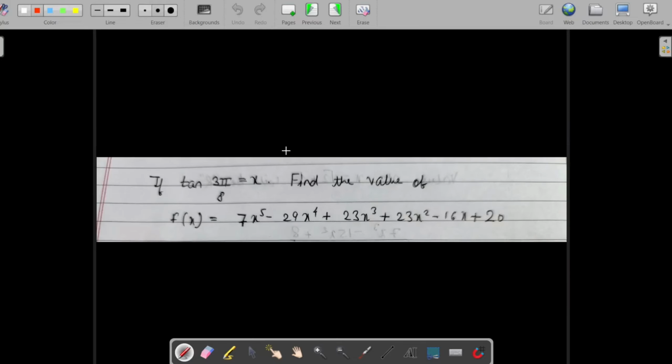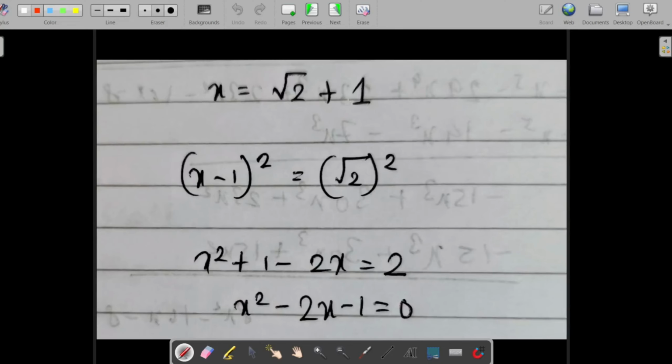So now we have actually found the value of x, which is root 2 plus 1. So x will be root 2 plus 1. Take 1 to this side and open the expression.